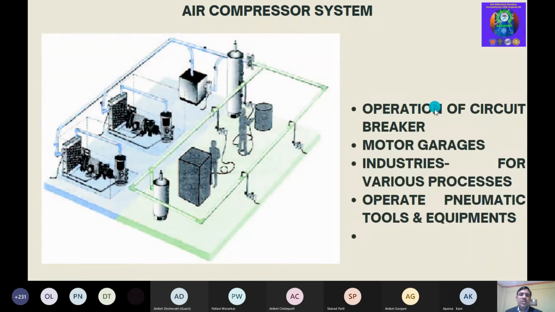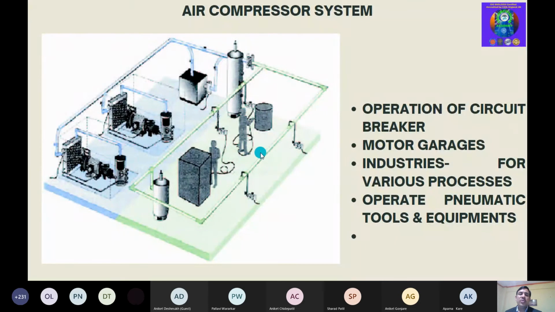Now we have a compressor system in many substations. As it is an air pneumatic circuit breaker, you have to maintain the compressor system to maintain the breakers. Previously we had air blast circuit breakers, so for their operation we needed compressed air. But nowadays the air blast circuit breakers are replaced with SF6, so now there is no need of such a system.